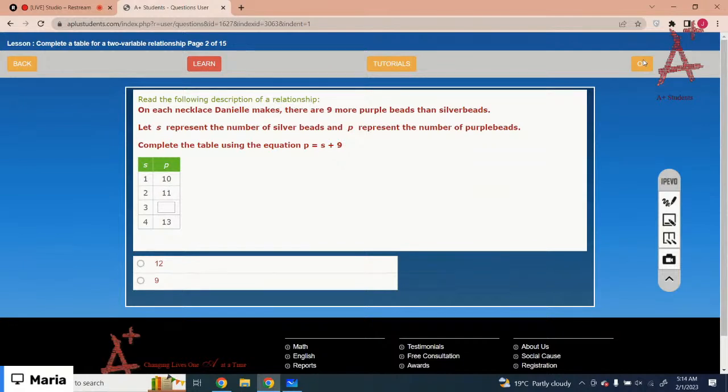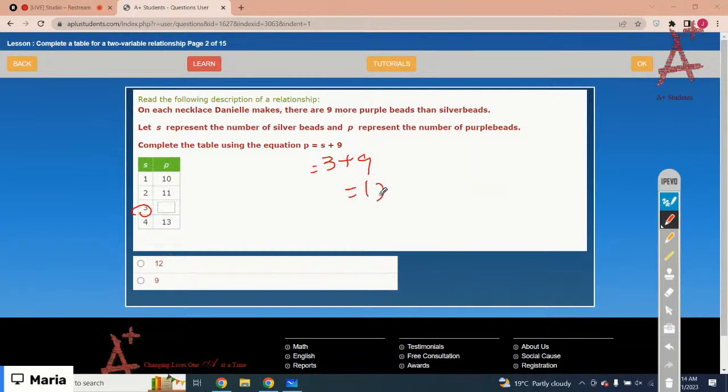Okay, you have S equals 3 given. You have to calculate the value of P. Just look at the value of the missing one. S equals 3, you have to calculate the value of P. So just put the given value, 3 plus 9. So 3 plus 9 equals 12.